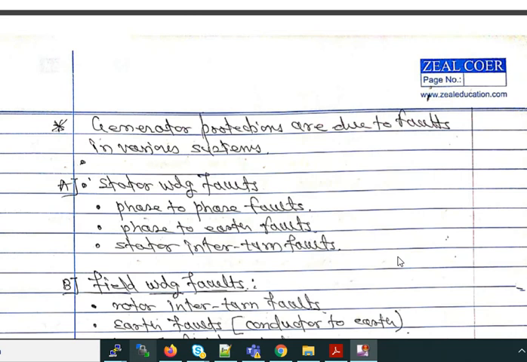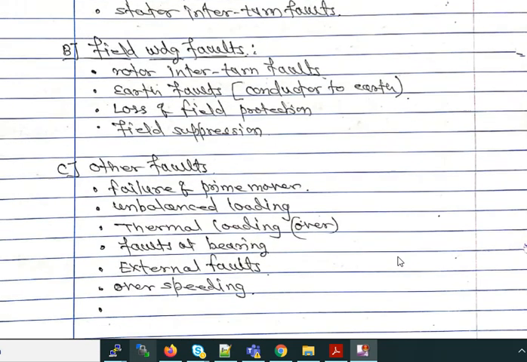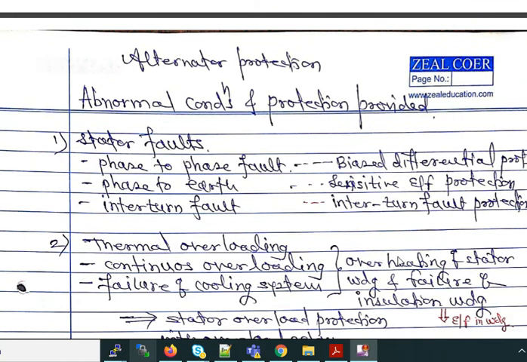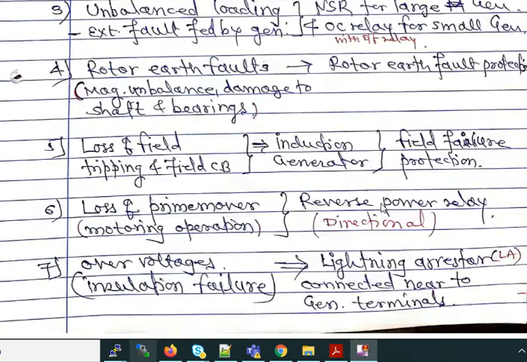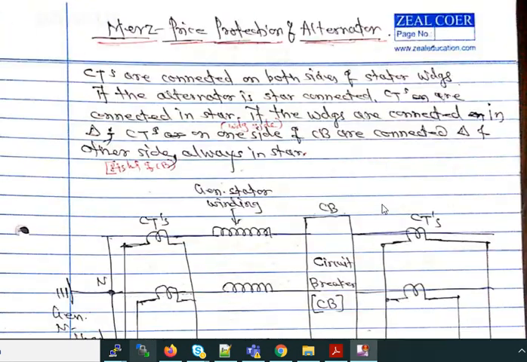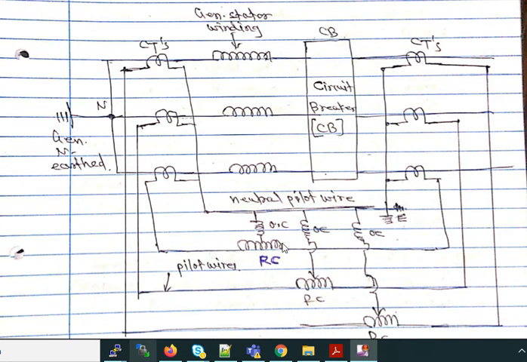Also, we have studied the various types of faults taking place in the various parts of the alternator. We have also learned what the abnormal conditions are, what their effects are, and what kind of protection needs to be provided. And lastly, we have seen the differential protection, which is used for phase-to-phase fault protection of the alternator, also known as biased differential protection, and it is used for alternators having a rating of more than 1 MVA. It responds only to internal faults and not to external faults.